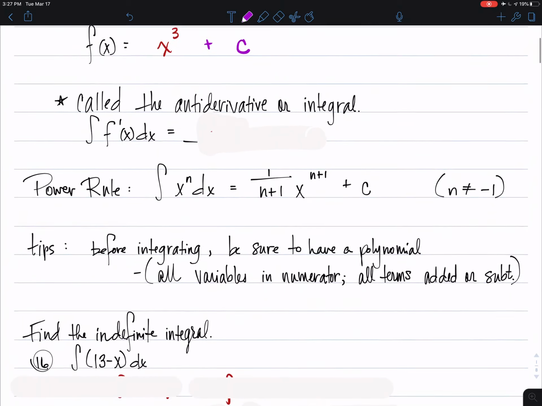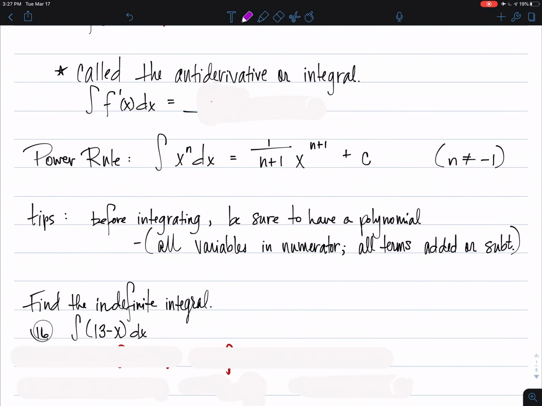All right, so what we have here, this symbol that you see right here, this is the integral symbol. And by the way, antiderivative is the same thing as an integral. So you may hear me go back and forth there. The integral of a derivative sends me back to the original. But again, don't forget, it's going to be my original plus some constant.